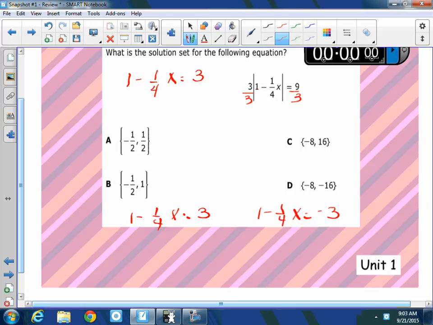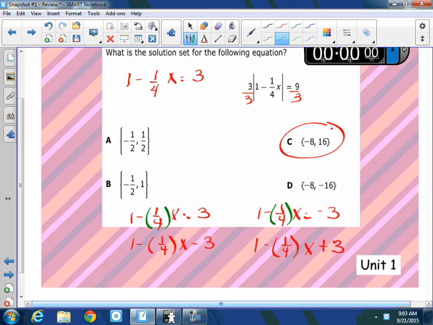I would use the equation solver, but just make sure that this goes inside. Remember, because the fractions always need to be inside parentheses. So I would have done 1 minus 1/4 x minus 3, and then 1 minus 1/4 x plus 3. Okay, and then when you do that in the equation solver, you get that it was negative 8 and positive 16. Alrighty, next one, go.